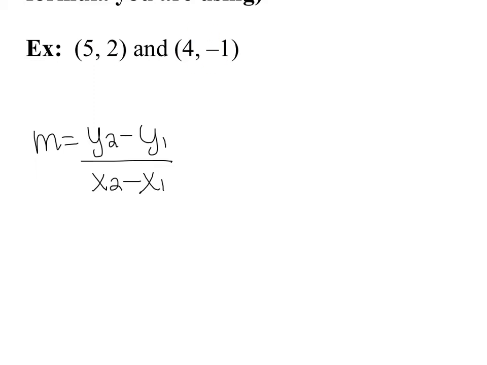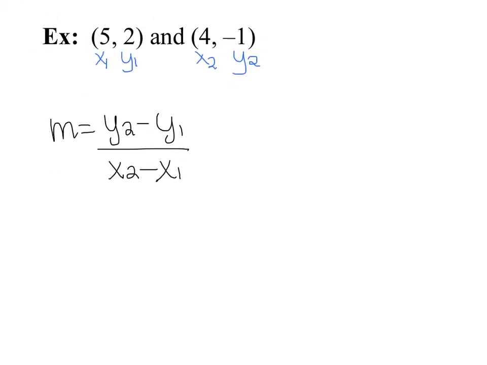So before I continue on, I'm actually going to label my points so I know that 5 is an x-coordinate, 2 is a y-coordinate, 4 is an x-coordinate, negative 1 is a y-coordinate. Now I want to label one of these as x1, x2, y1, y2. So if we're reading left to right, 5 comes first, so that would be my first x, which would make 4 my second x, or x2. 2 is y1, negative 1 is y2.